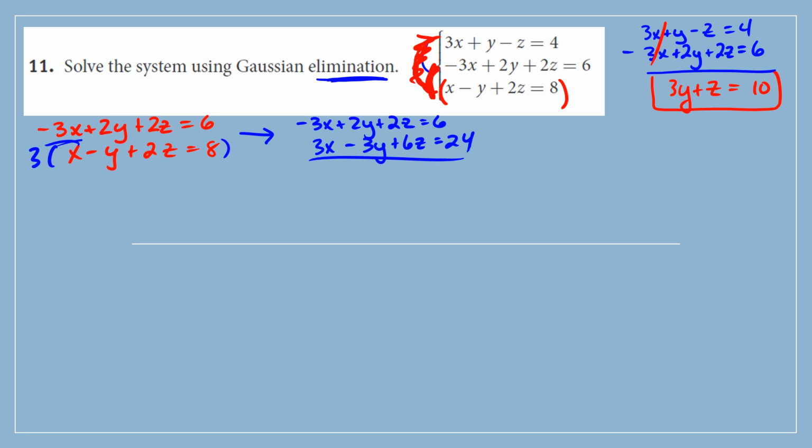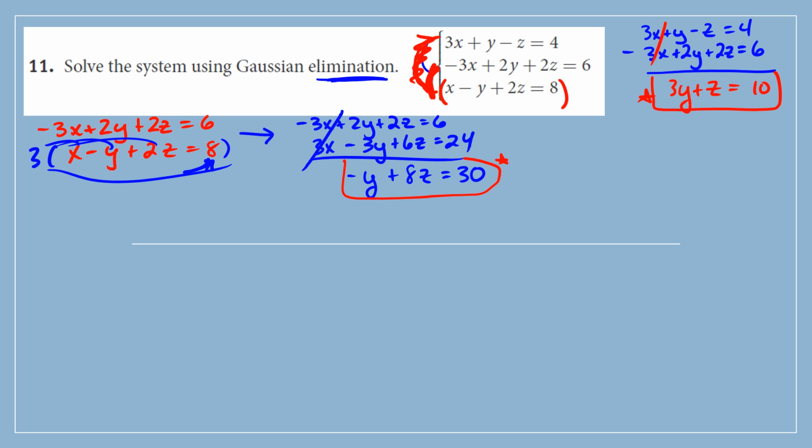When I distribute this 3 to the entire equation, don't forget that last side right there. Got to make sure you get the right side. Okay, so x's are gone. 2 minus 3 will give us negative y plus 8z, and we're going to get 30 here. All right, so now I've got two equations here and here in two variables, okay?